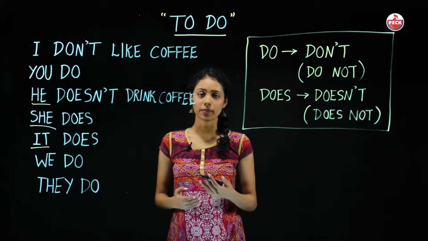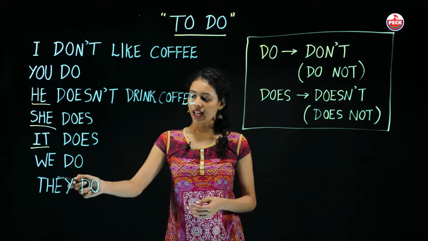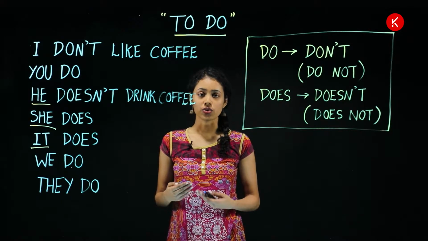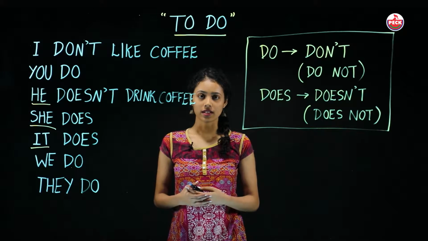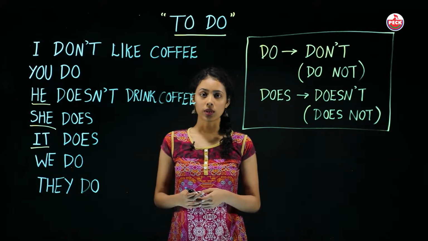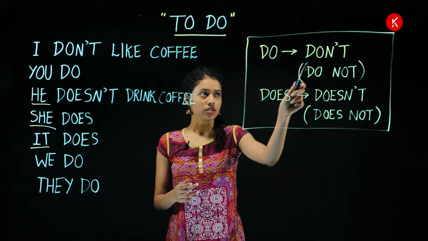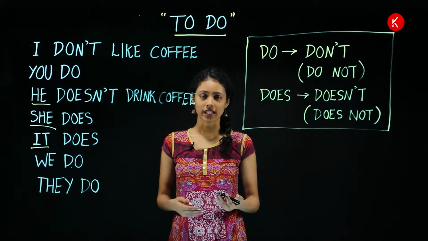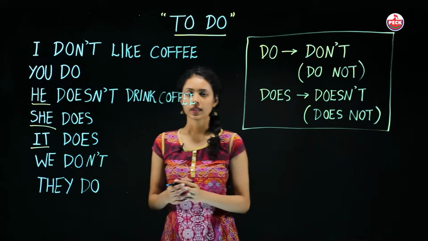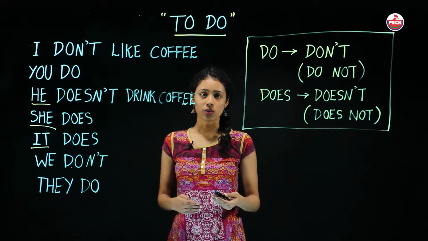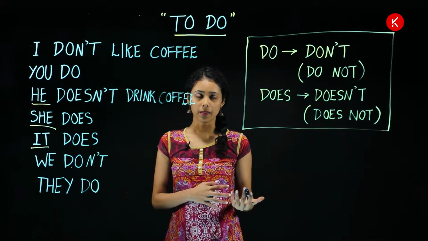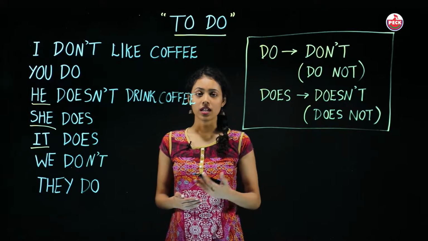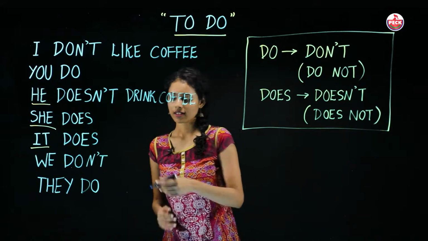Now let's move on to the plural subjects, we and they. So we learned that we and they is used when you talk about more than one person. So we do will become we don't, because do becomes don't when you change it to negative. Similarly, they do, which is used for groups of other people, will also become don't. So they don't. They don't like coffee.